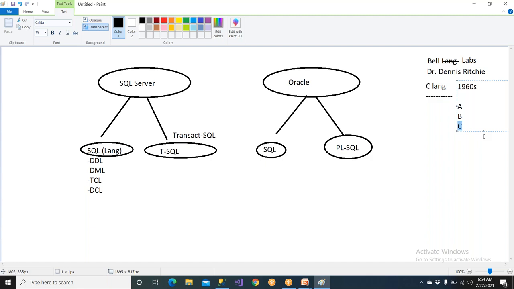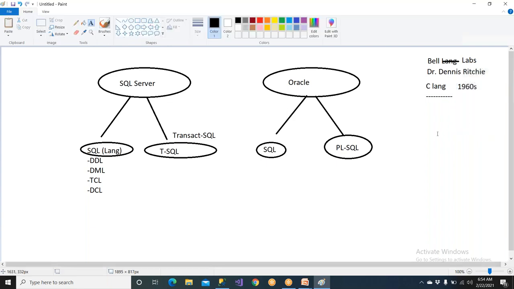Clear? And a lot of tutorials are available. Don't browse here and there, just follow one channel and at least learn what C is and what the history of the C language was, right? So C is a very, very easy language, a very fine language. It was introduced in the 1960s and it has a lot of features, right?